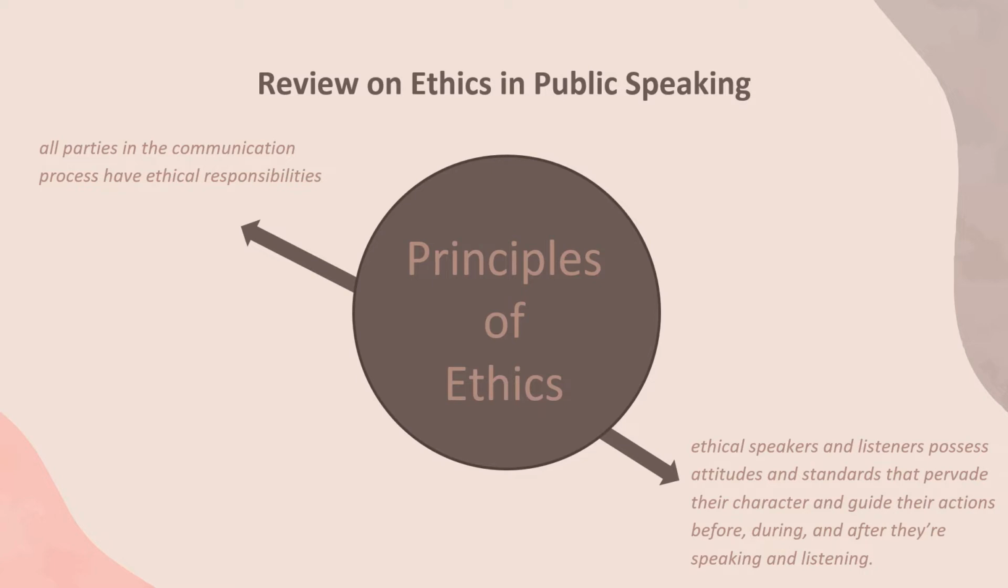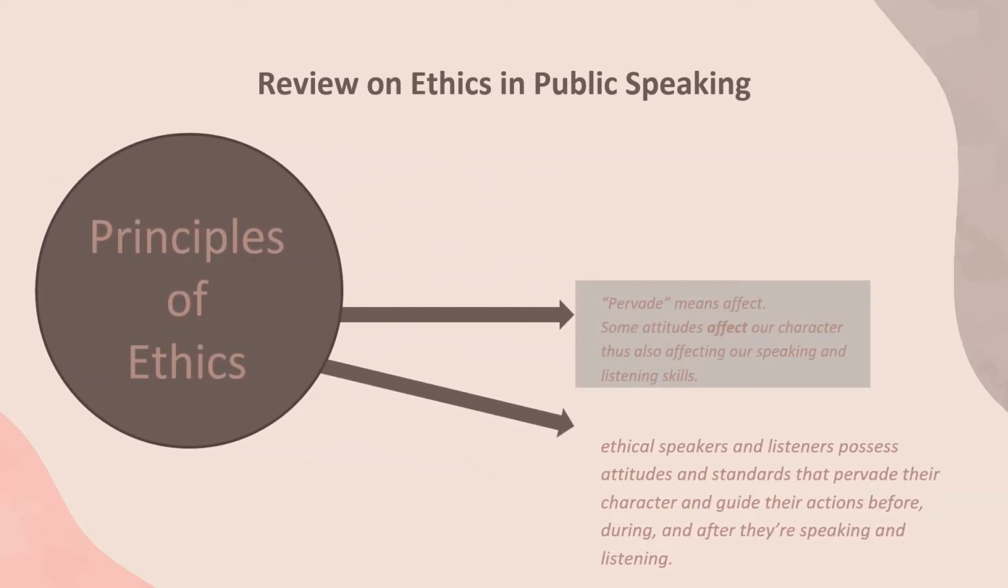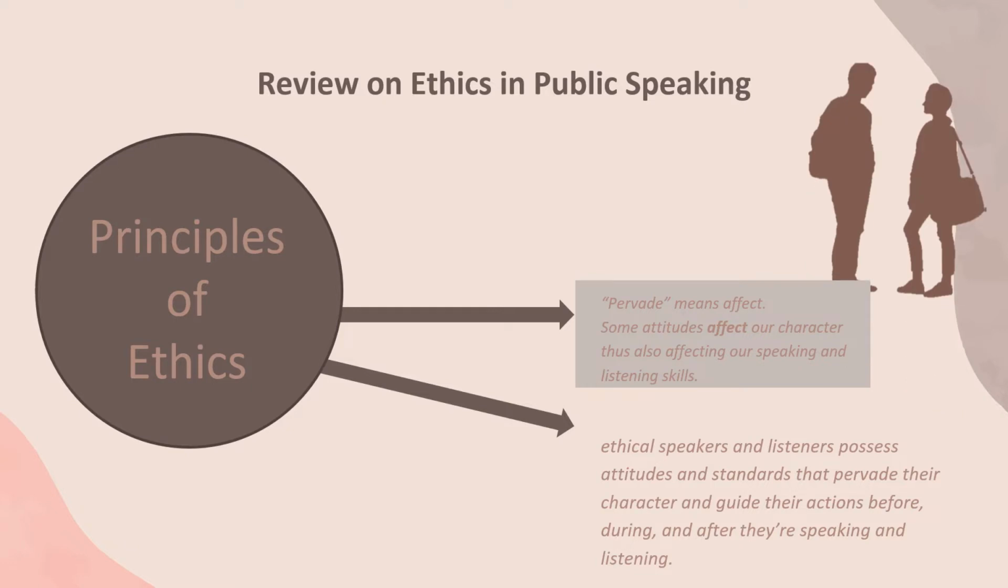Now let's go back to the second one. Ethical speakers and listeners possess attitudes and standards that pervade their character and guide their actions. What does pervade mean? Pervade means affect. So there are some attitudes that affect our character, thus also affecting our speaking and listening skills. Take, for example, two people who are raised differently and are from different backgrounds, beliefs, culture. Now, they have different points of view, and because they have different characters, this will affect the communication between the two of them. Their listening and their speaking skills, because they have different points of view, and sometimes these views may be opposing.